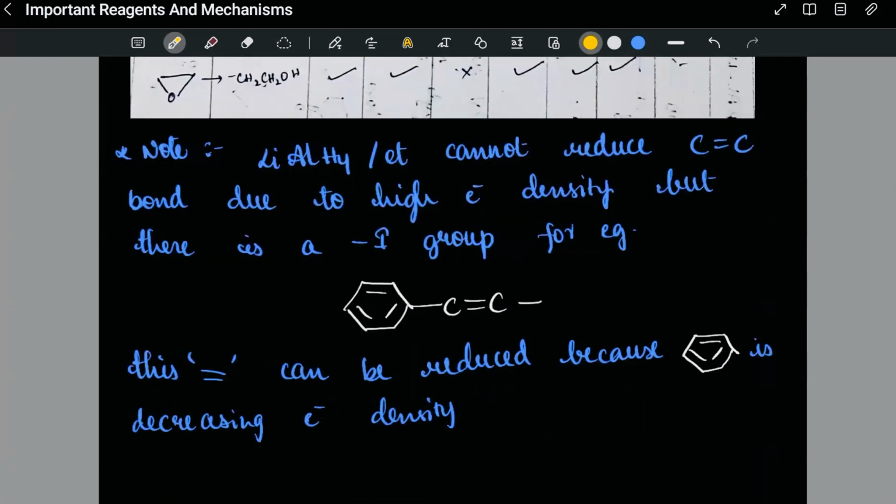LiAlH4, very important, is a really strong reducing agent, but it cannot reduce a C=C double bond, because electron density is very high in the double bond region. Whenever we have a -I group, the -I group will take the electrons and decrease the electron density on the carbon-carbon bond, so then it can reduce. This becomes a very important exception: whenever we have a -I group with a double bond, LiAlH4 will be able to reduce it. If we don't have a -I group, then it cannot reduce it.